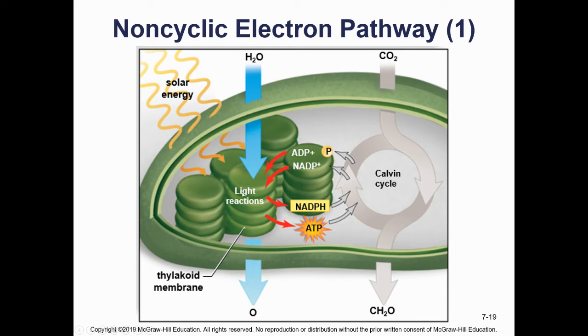So my solar energy comes in, my water splits, my oxygen leaves, and I use the electron transport chain to generate ATP. And I use my NADP, my taxicab, and photosystem one to generate NADPH. And both of those are going to go into my Calvin cycle.